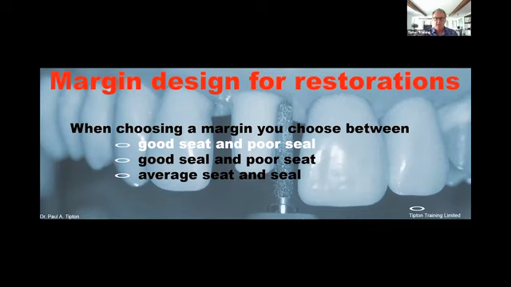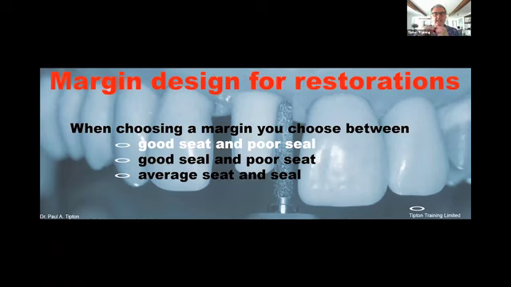So when we choose a margin, we have to choose it based on these three things. Now, most of the time, we're going to choose an average seat and seal. Okay, but there's from time to time when we might want to choose something that seals better or something that seats better. Okay, let's just have a thought process on that. So when is it important to have a good seat? Okay, seal will be poor, but we have a good seat. When is that most important?